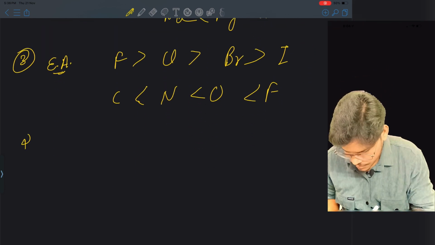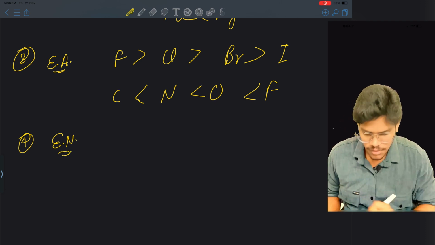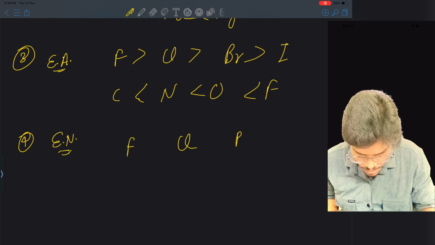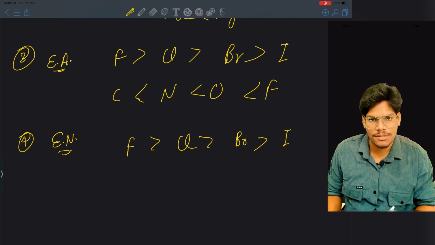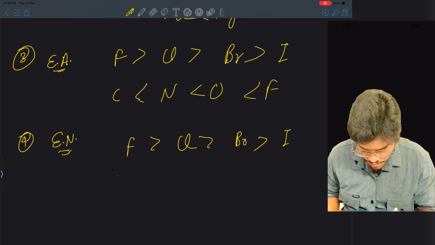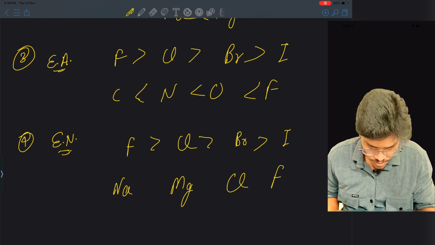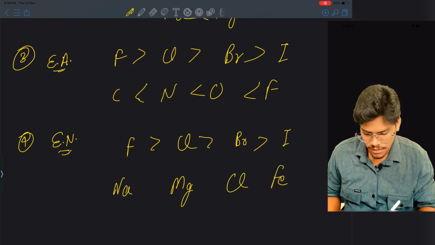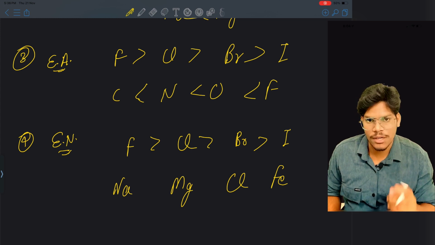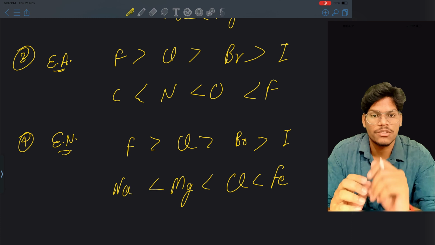Going further, for electronegativity: fluorine, chlorine, bromine, iodine. Electronegativity decreases because the atomic size increases. Also for sodium, magnesium, phosphorus and chlorine, this will follow an increasing order. Okay, so these are the general trends.